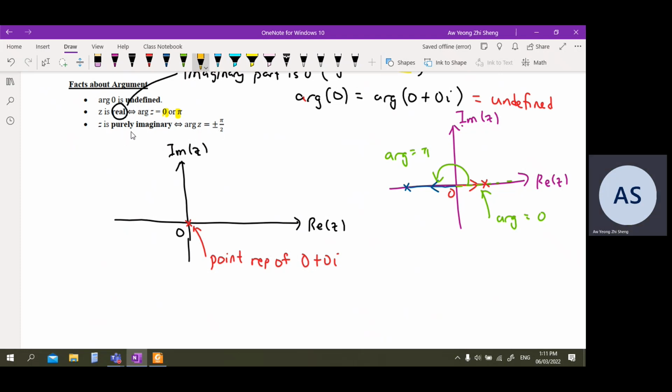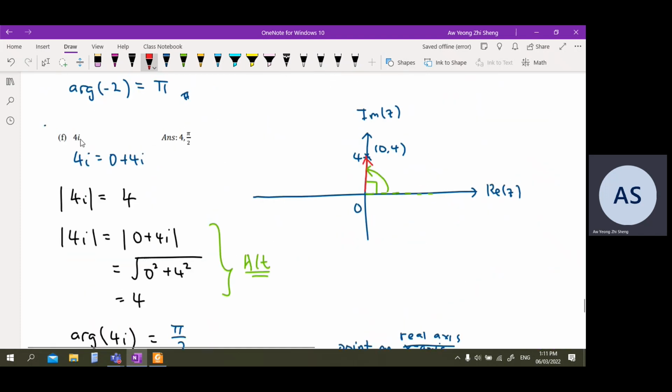If z is purely imaginary, it means the real part is 0. And so one example of a purely imaginary number will be something like 4i. This is a purely imaginary number.